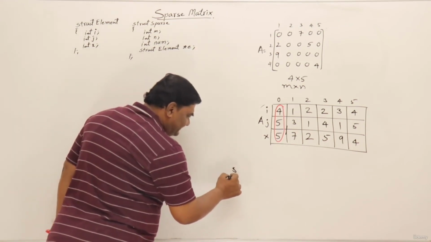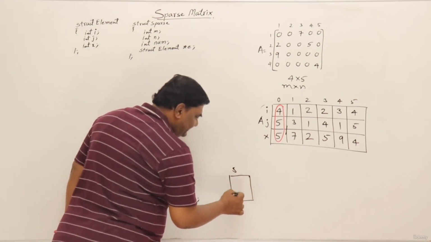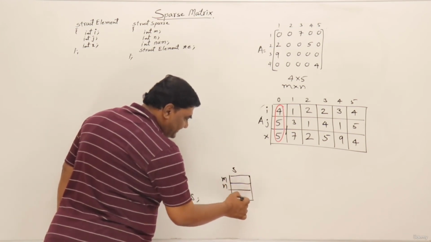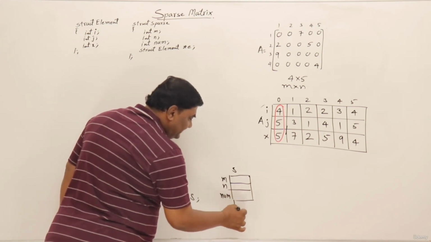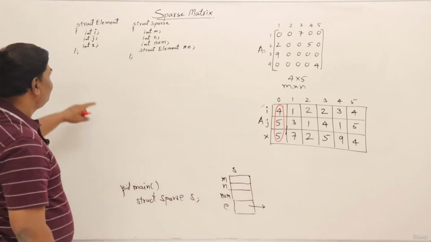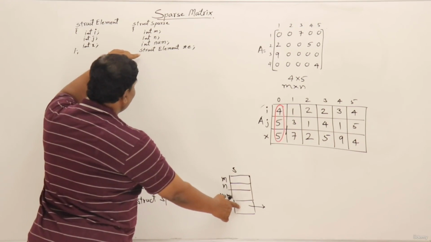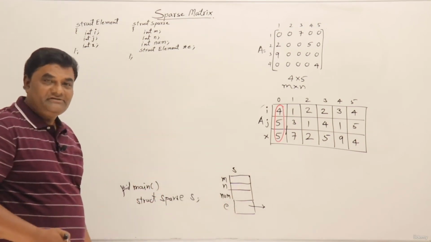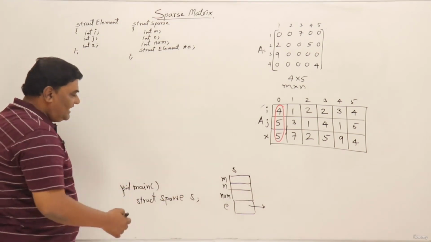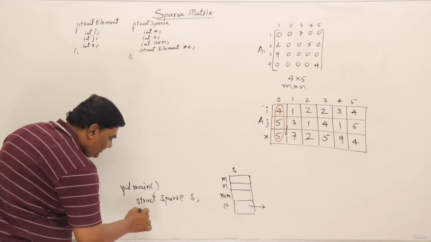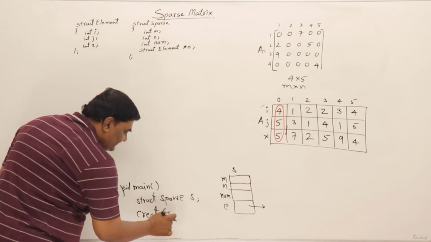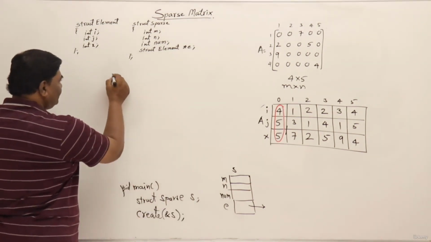If you look inside S, what are the things it is having? S is having M, that is number of rows, N, number of columns, and num, that is number of non-zero elements, and E, that is a pointer which can hold a list of elements. So this is how I got a structure, an object, let us call it an object. Now I will have a function called create, which will take this structure by reference. Now here I will write down that create function.